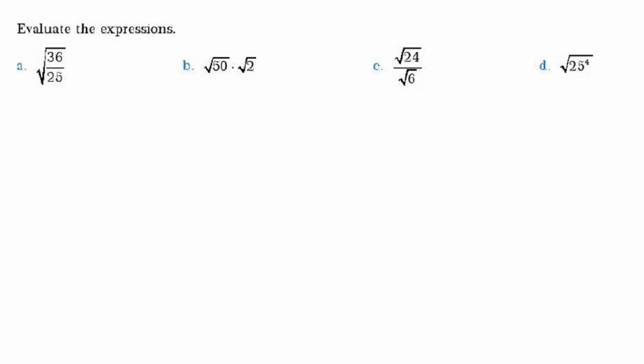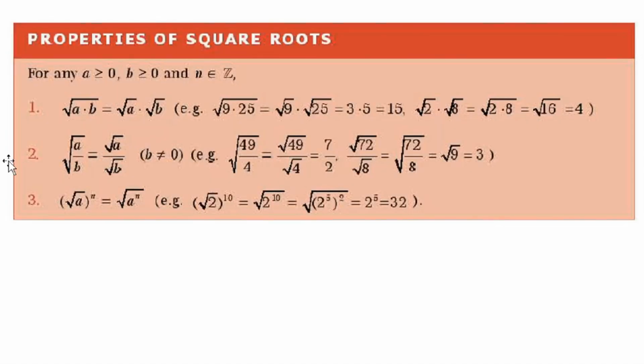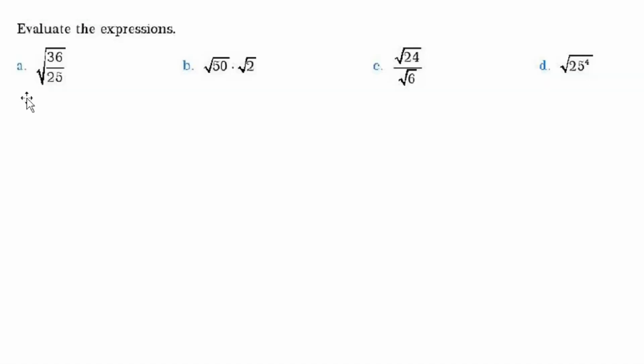Okay, so let us evaluate the expressions. The square root of 36 over 25. We can apply some properties here, from 1 to 3. So we have the square root of 36 over the square root of 25. Expand it first if you like, but if you are very much aware, you can write the answers directly without using a calculator. Now take the square root of 36, we have 6, and the square root of 25 is 5.